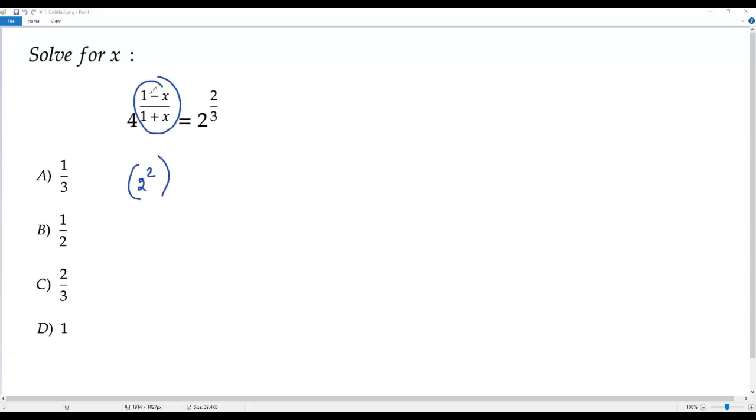And we already have this exponent for 4. The same exponent can be taken over here. That is (1 - x)/(1 + x) equals 2 to the power of 2/3. Now, here we can use the power of a power rule in exponents. That is, a to the power m, whole to the power n. Here the base is a, we have the exponent m, and for this complete stuff again we have exponent n. Whenever we have two exponents like this, we can multiply the two exponents, so it equals a to the power m times n.